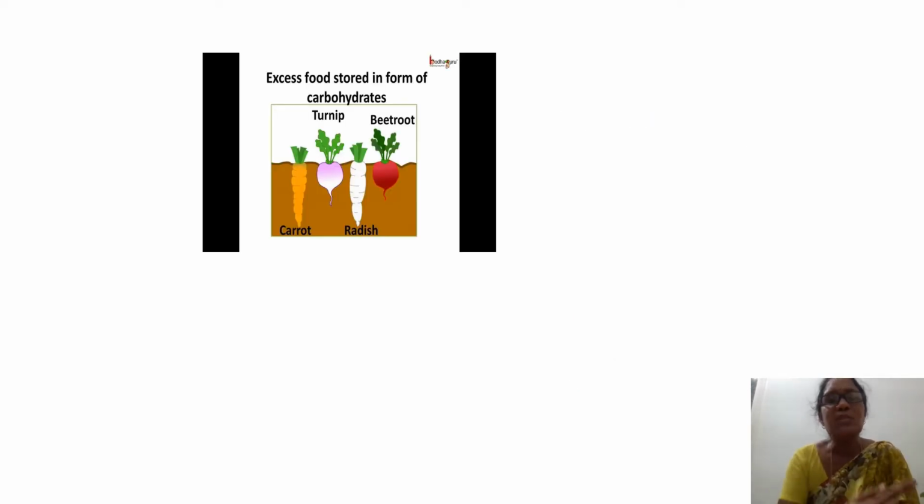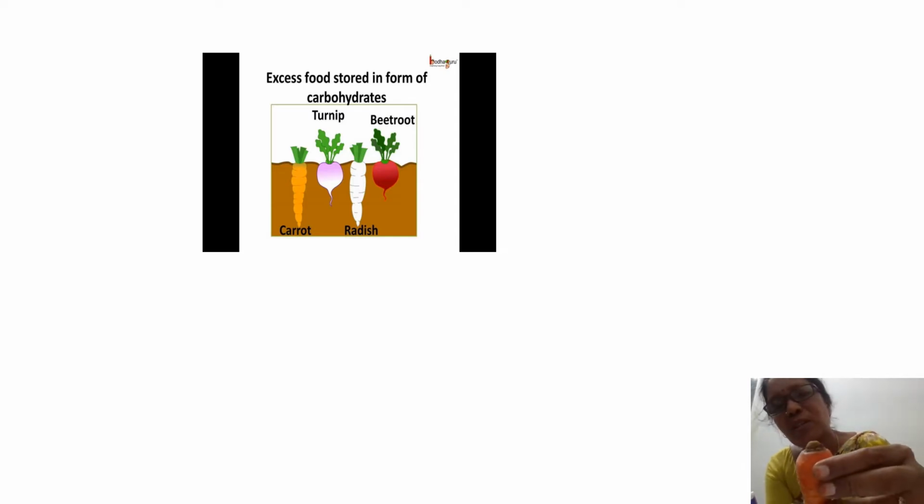Look here. These are also roots. See this. What is this? Carrot. Look at the picture. There is a carrot. See, it's bulged. This is a root. Lateral roots are coming like this. Look at the roots. These are roots.